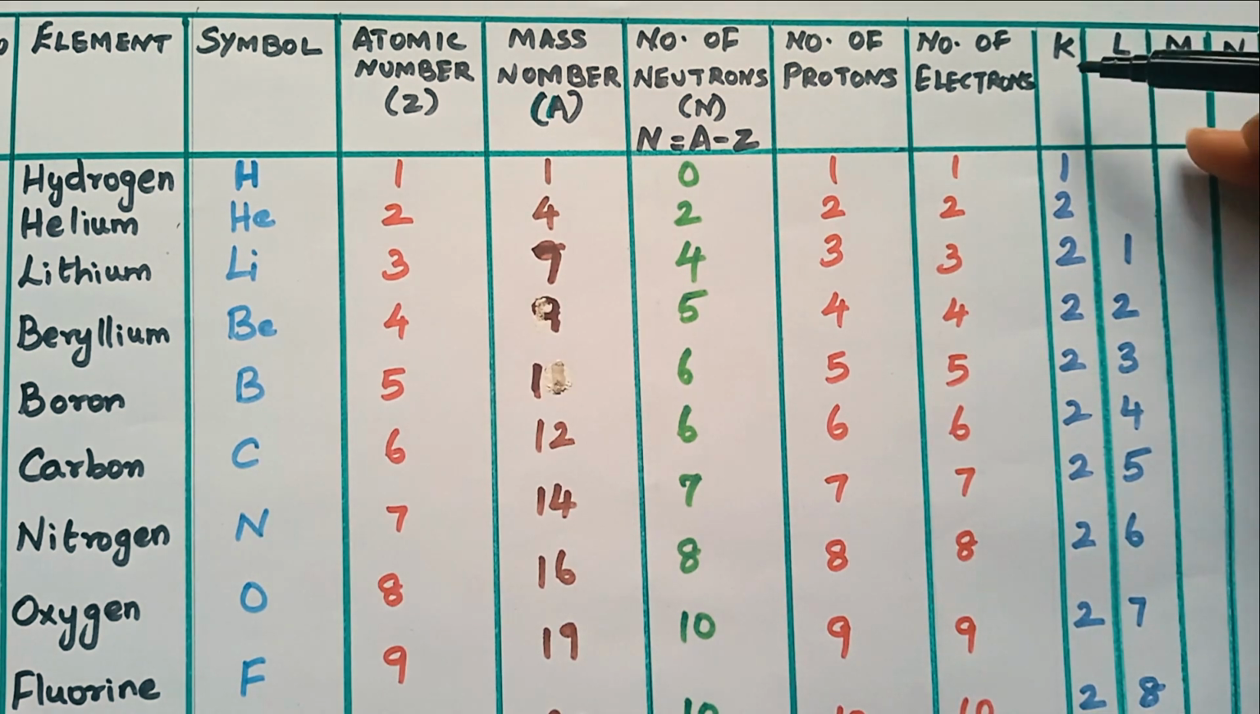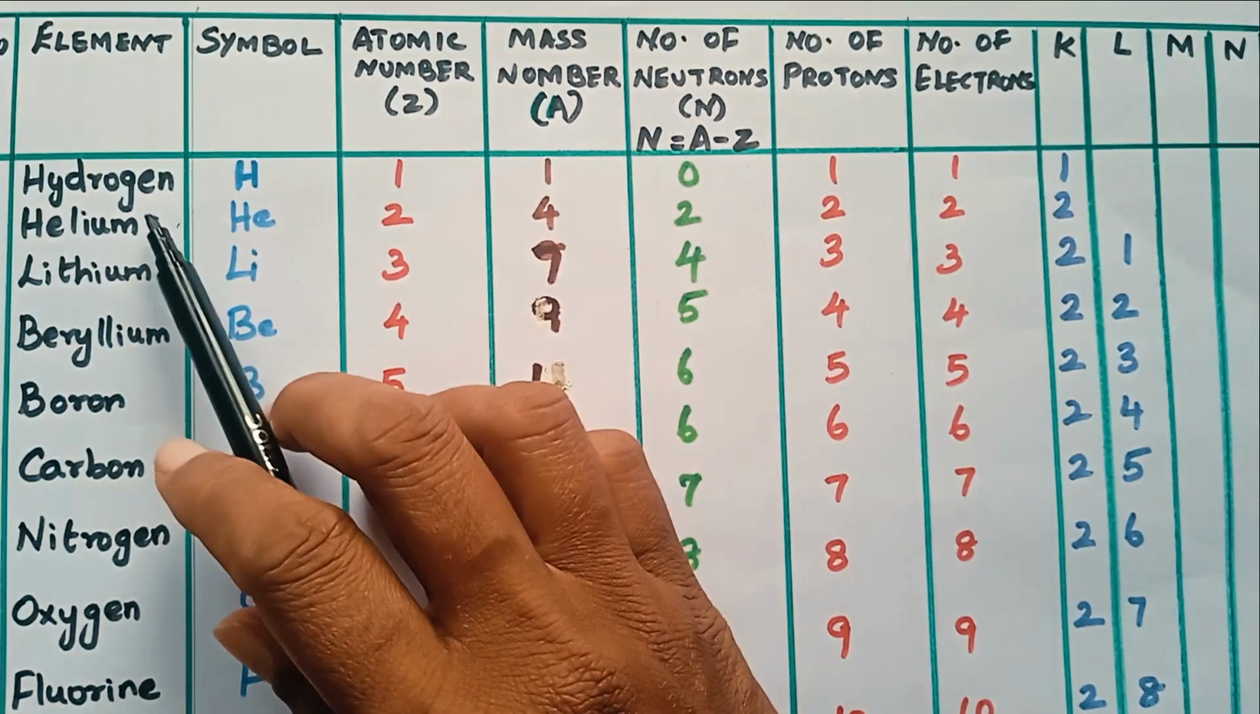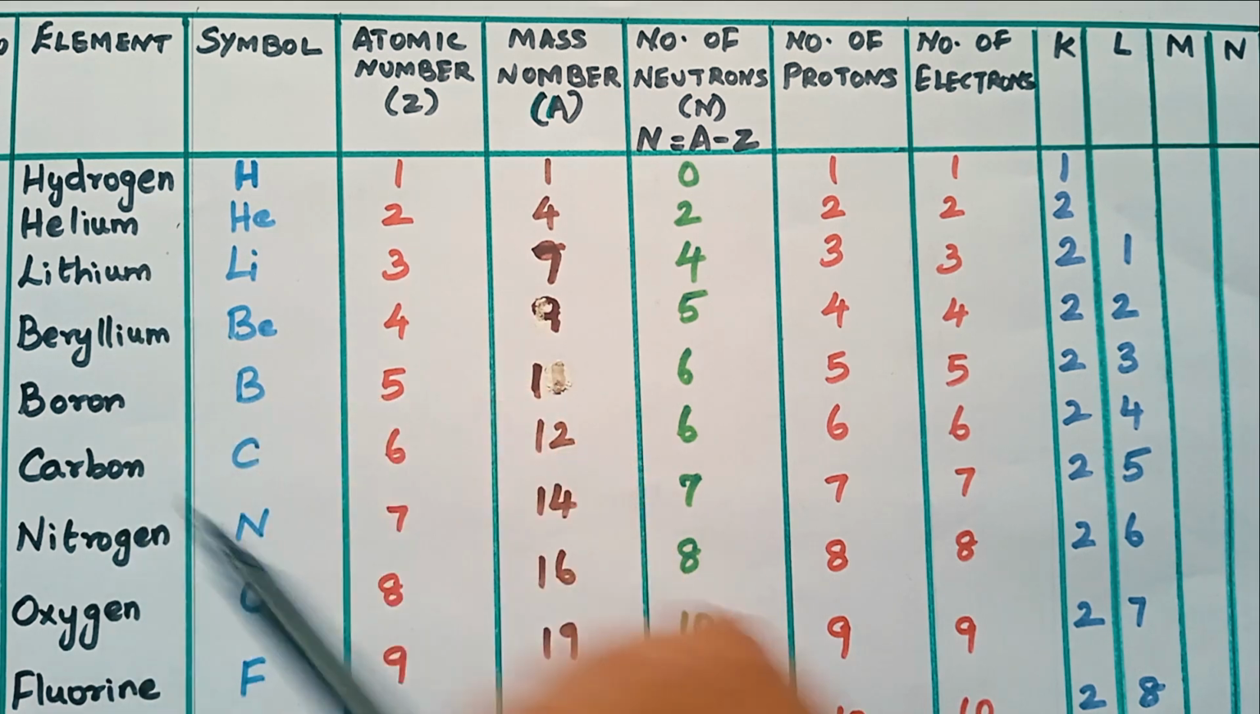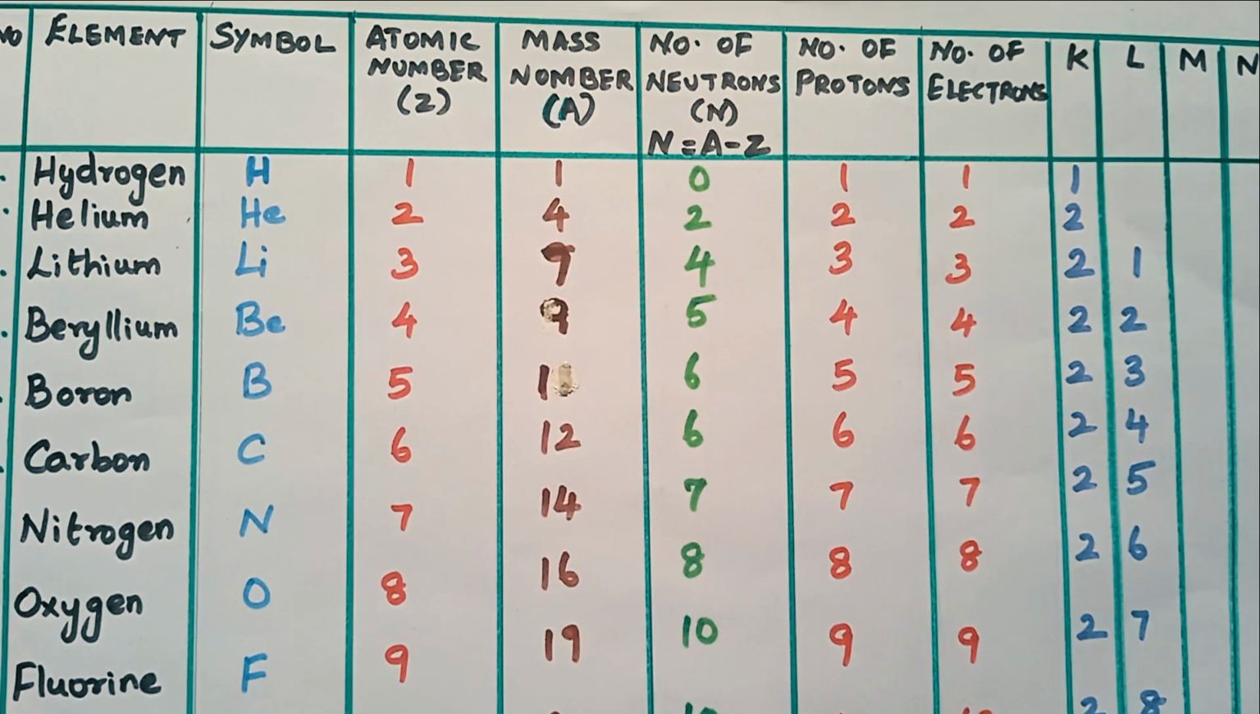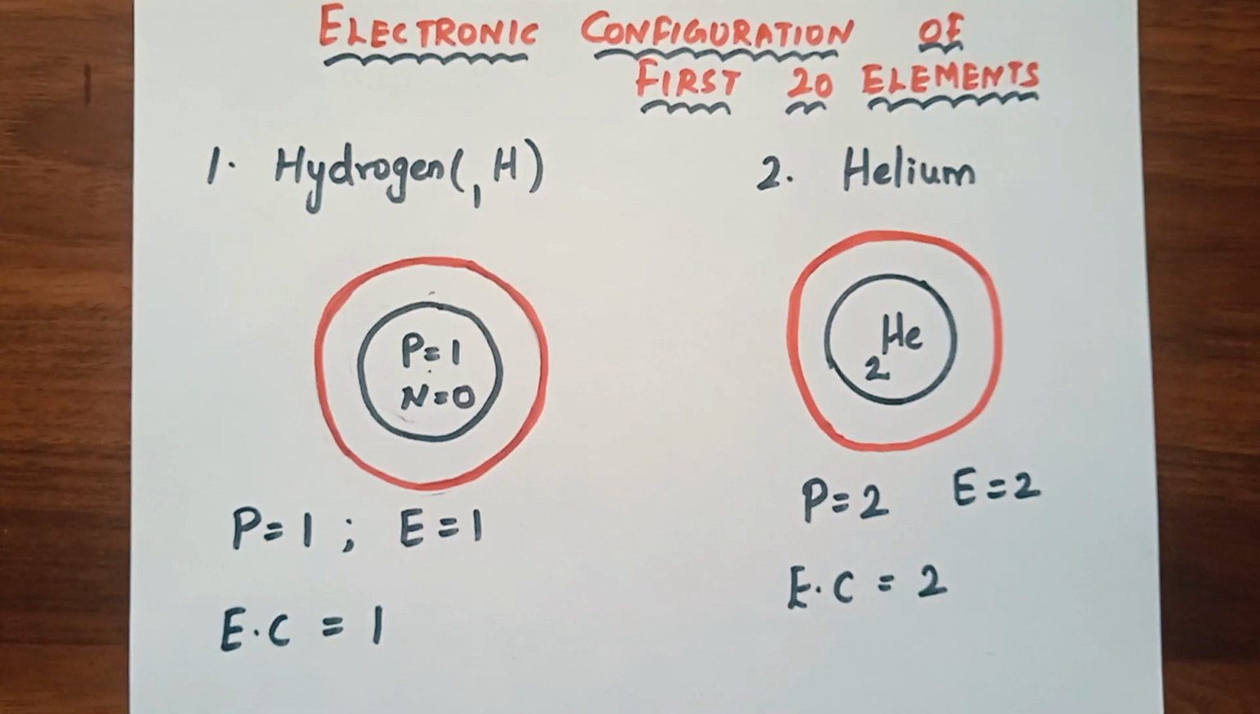Then comes the shells: K shell, L shell, M shell and N shell. The number of electrons occupying each shell depends on the number of electrons in each element. That I will explain when we draw the electronic configuration of each element. Now we are going to see how to draw the electronic configuration of each element.